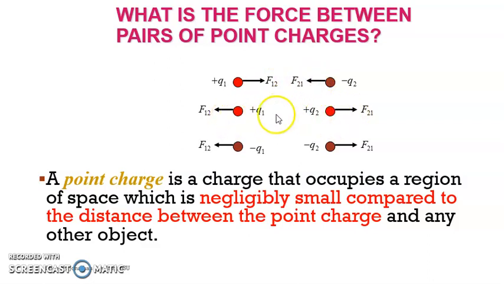These two forces are in opposite directions. We'll see that later. Now what happens if both the charges are negative? Again there will be a force of repulsion between these two point charges. Now we will look at how much that force will be.